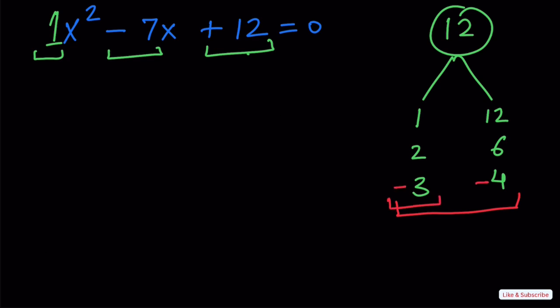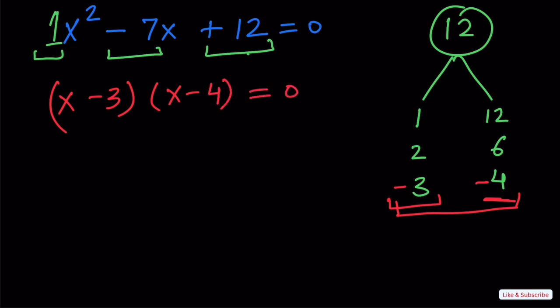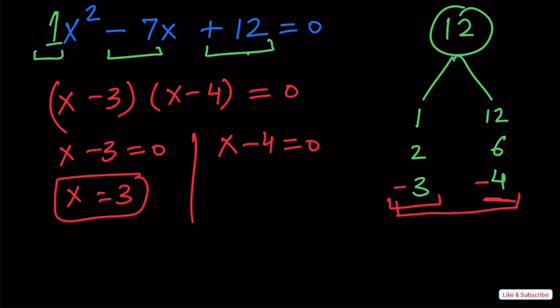So my first expression is going to be x minus 3, and my second expression, in this case the factor, is going to be x minus 4 equals 0. Either the first expression is equal to 0 or the second expression is 0. Take 3 to the other side, so I got the value of x as 3. Take 4 to the other side, I got the value of x as 4. And this is how you solve it.